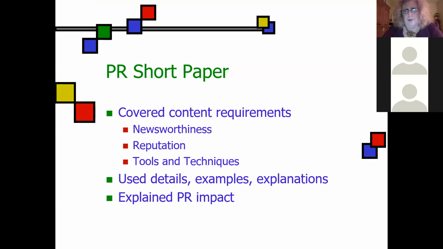The PR short paper I haven't graded yet. What I was looking for is that you covered the 3 basic content requirements: newsworthiness, reputation, tools, and techniques. Use detailed examples and explanations. And also you explained the PR impact of whatever article you selected.